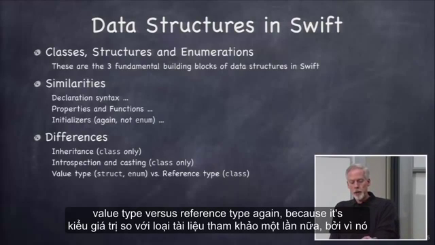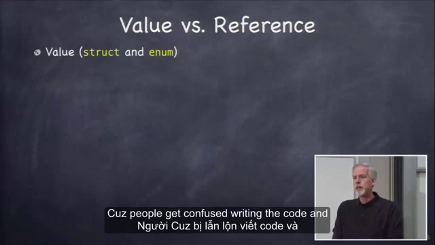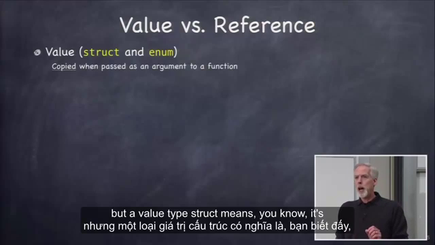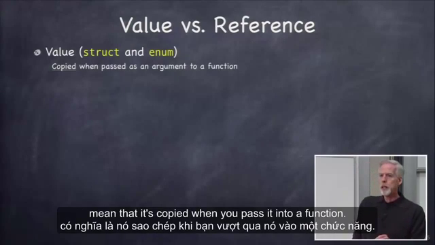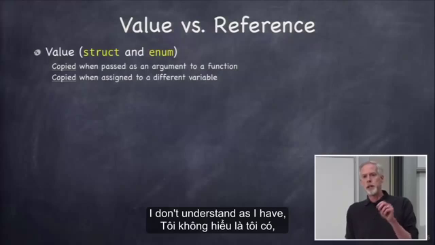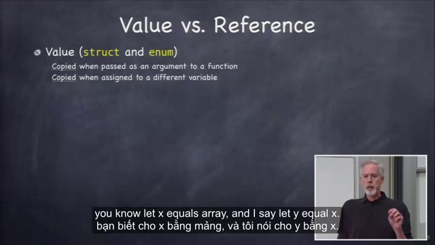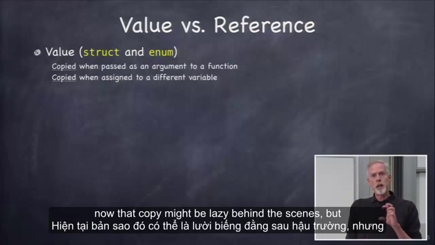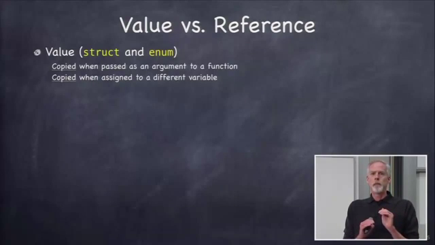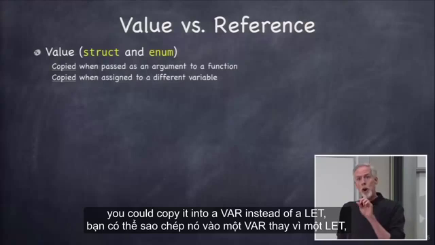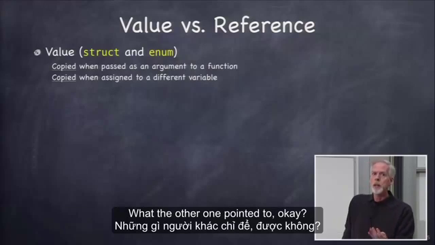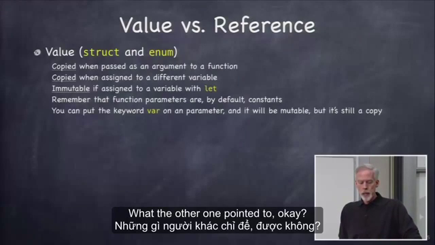But I want to have a slide on this value type versus reference type again, because it's a really important thing to understand, because people get confused writing the code and they don't really understand what's going on. A value type, structs and enums, means that it's copied when you pass it into a function. It's copied when you assign it to a different variable. This one especially gets people, they don't understand this. If I have let x equal an array, and I say let y equal x, that makes essentially a copy of x. Now, that copy might be lazy behind the scenes, but as far as you're concerned, it's a copy. And if you want it to be mutable, you could copy it into a var instead of a let, and now you could mutate it. And if you mutate it, you're mutating your own copy. You're not mutating what the other one pointed to.